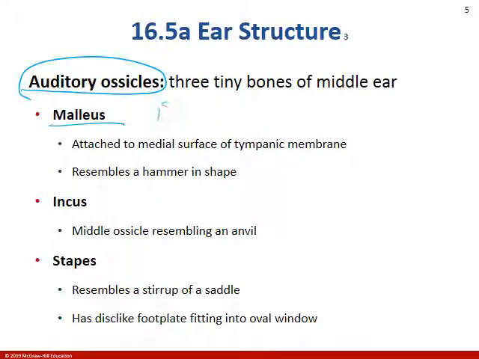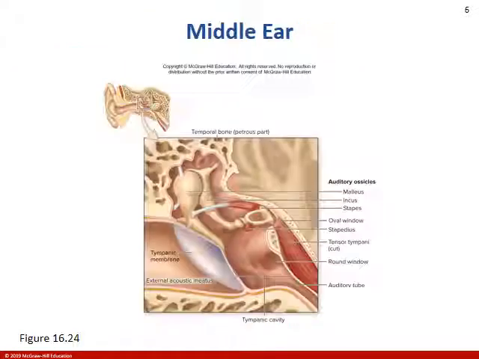The auditory ossicles, you need to know their names. The malleus is the first, the incus is the second, and the stapes is the third. The malleus looks like a hammer, the incus like an anvil, and the stapes like a stirrup. Here's the malleus, here's the incus, and here is the stapes.